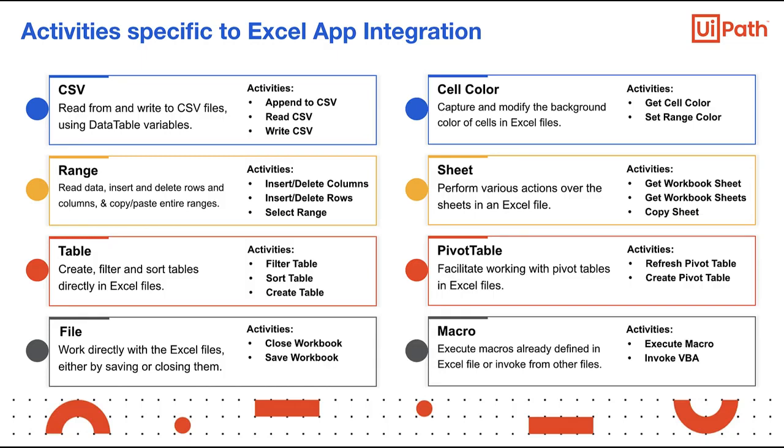Copy Sheet copies a sheet in an Excel file and pastes either in the same Excel file or in a different one specified. Pivot Table. These activities facilitate working with pivot tables in Excel files. The activities under this category are Refresh Pivot Table and Create Pivot Table.